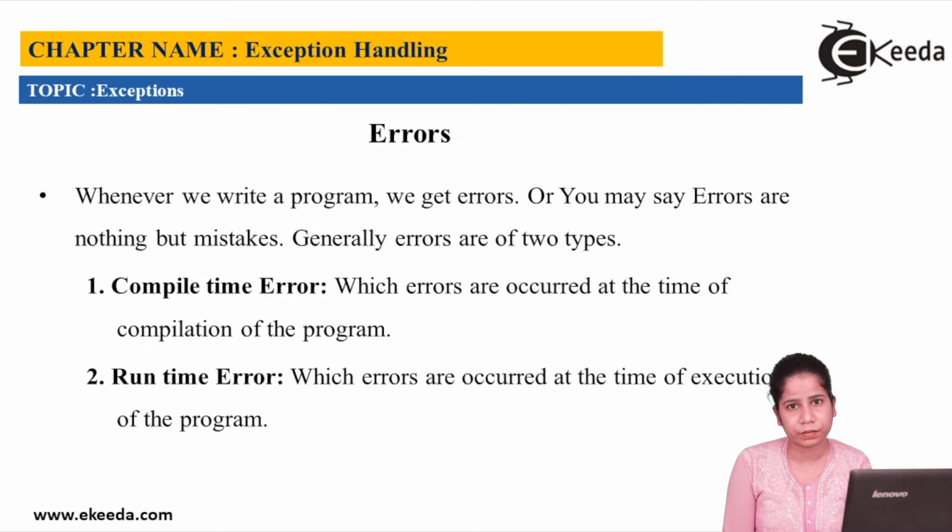But apart from it, sometimes in compile time itself, you make certain mistakes apart from syntactical mistakes, and that is categorized as compile time errors. So which errors occur at the time of compilation of the program? I can say that like I'm doing file handling, where I want to read the data and write the data into the file.